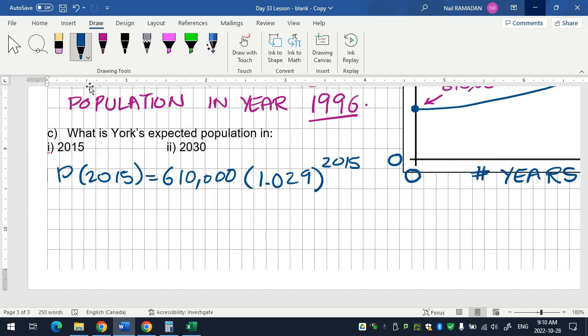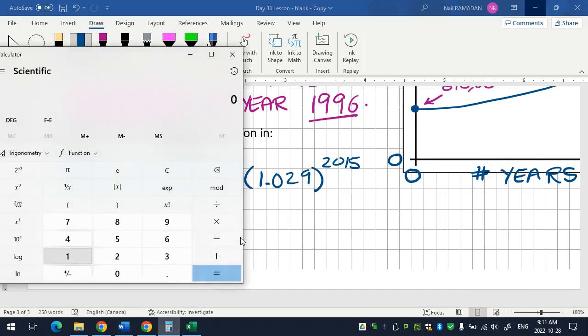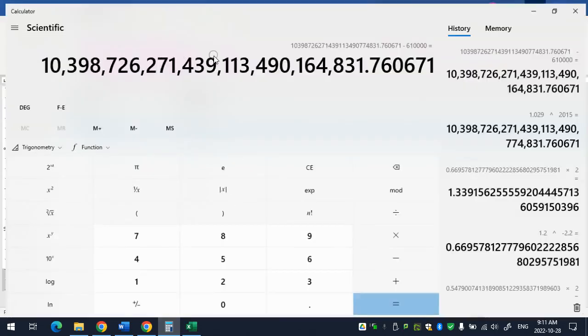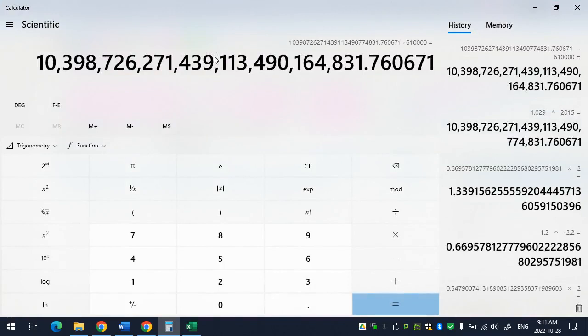How many years has it been from 1996? If you know someone who was born in 1996, how old would they be in 2015? 19 years. Let's see what number you would get if you plugged in 2015. So what's my base? 1.029 raised to what power? 2015. And then multiplied by what? 610,000. Can someone read that number?